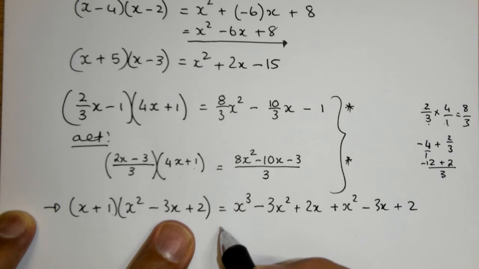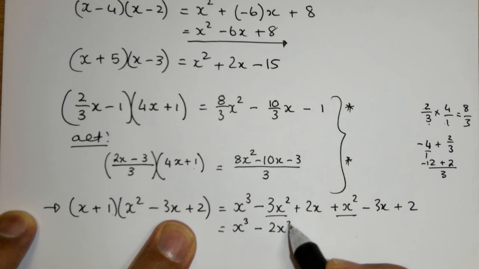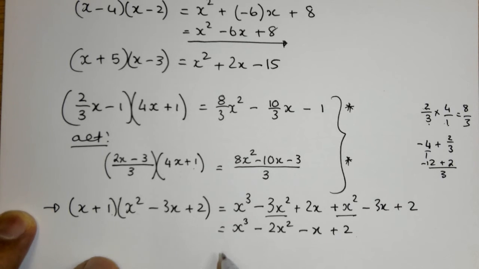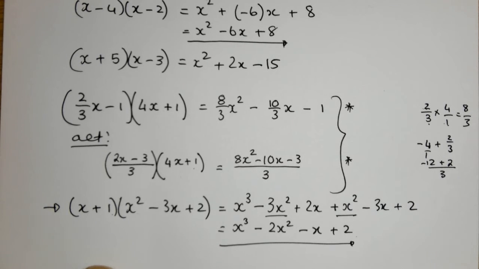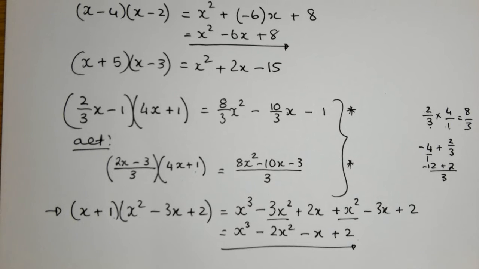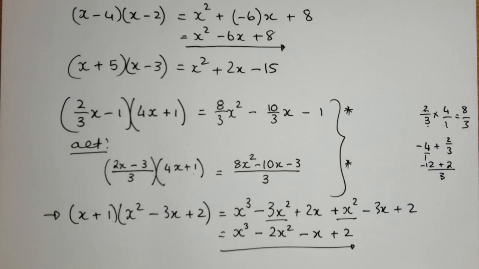And now I can clean it up. There's an x cubed. There are two like terms over here: minus 2x squared. There's 2x minus 3x, which gives you minus x, plus the 2 that's at the end. Okay, so these are quite simple. You just distribute. You have to distribute them one by one.